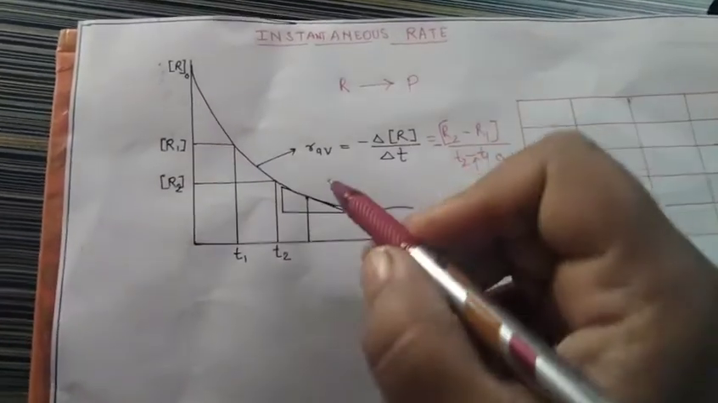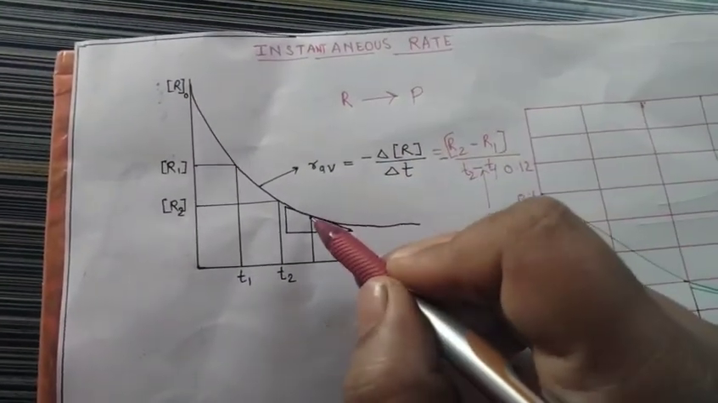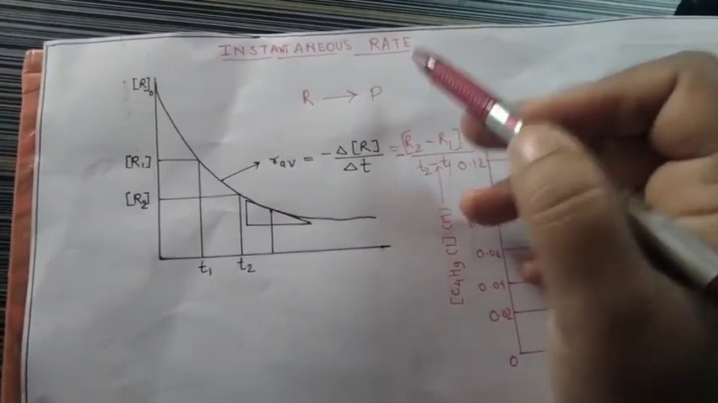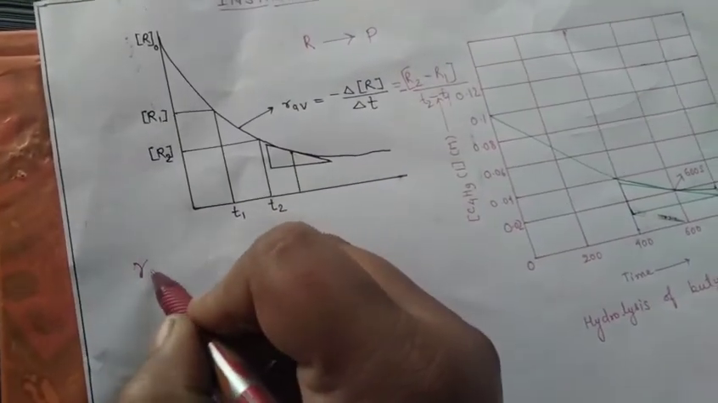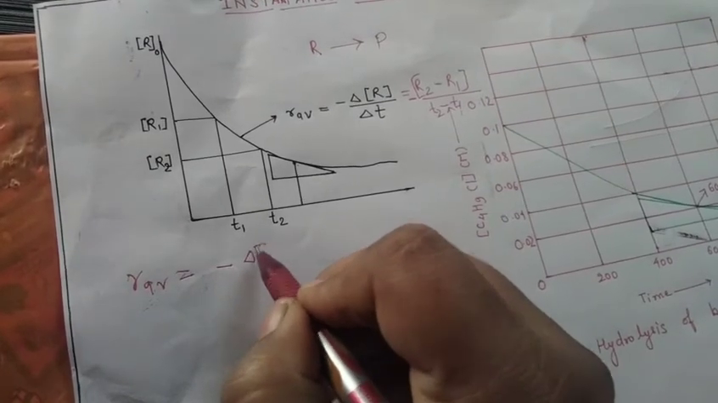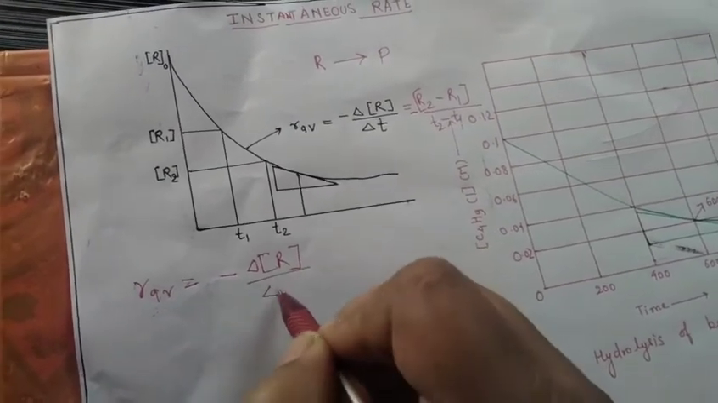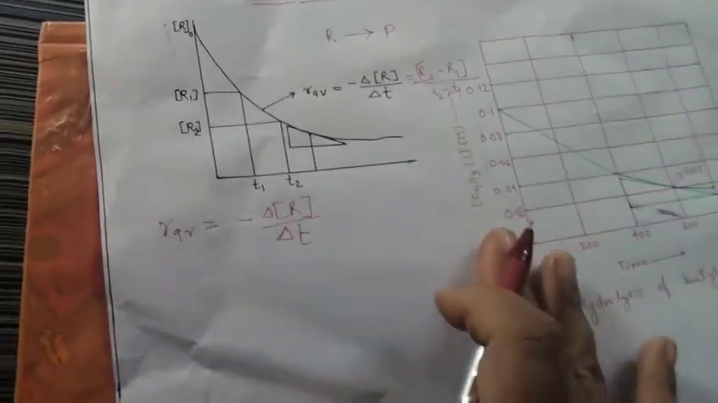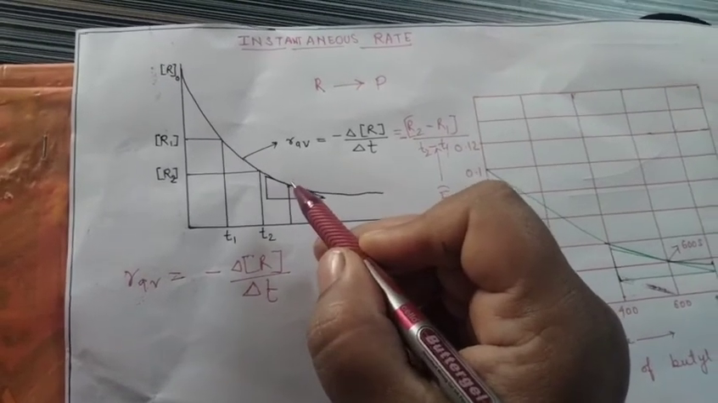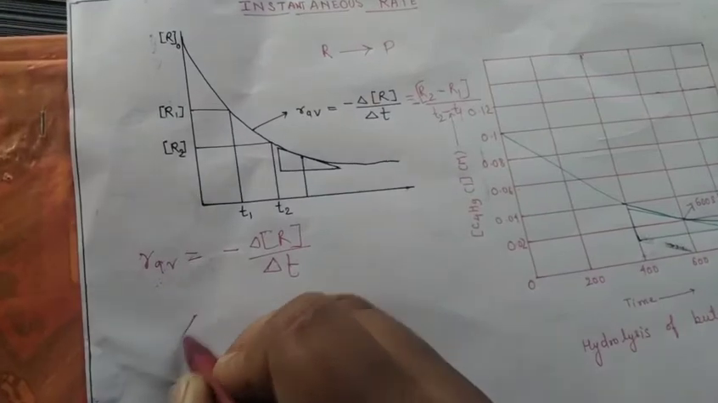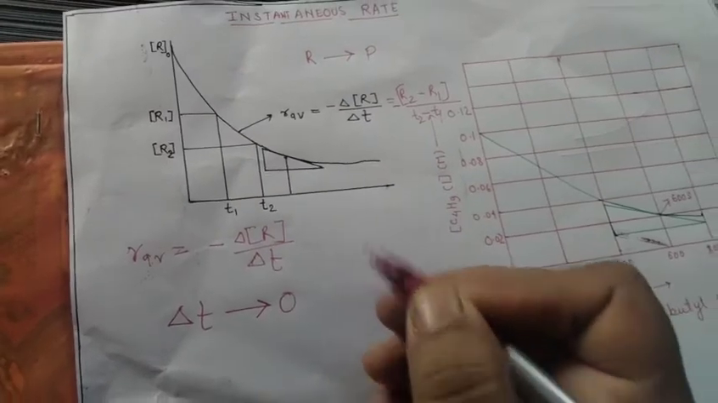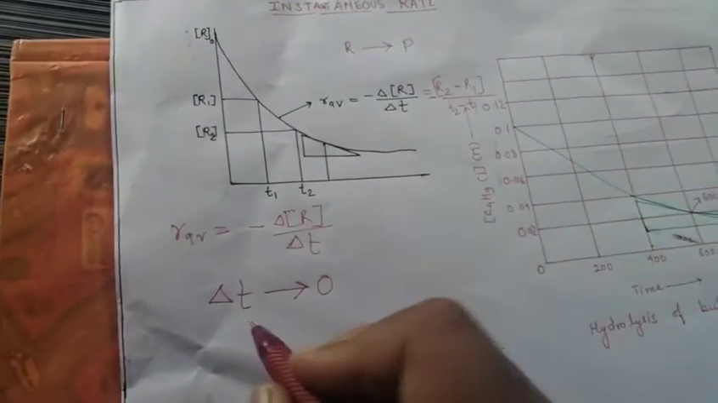But if you want to find out the rate of reaction at a particular moment, a particular instant, then we have to find out the instantaneous rate. So this is R average, that is minus del R upon del t, the average rate of reaction. But we find out the instantaneous rate of reaction for a particular moment. At this time, the change in time is 0. There is no change in time. Del t approaches 0, so we will change this del to a small d.